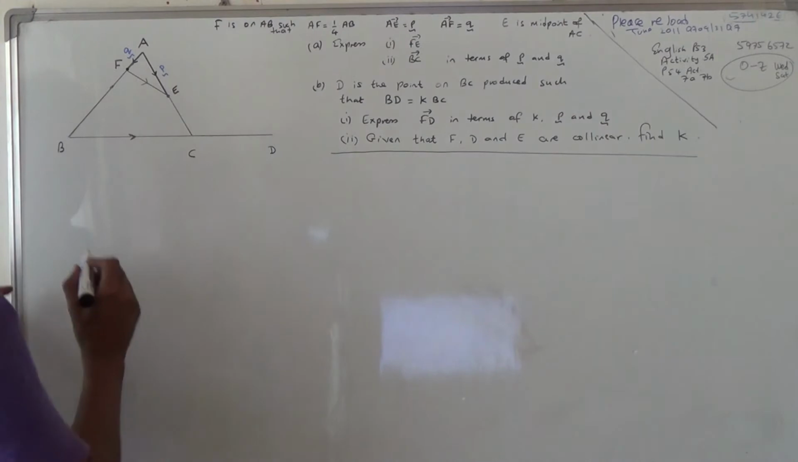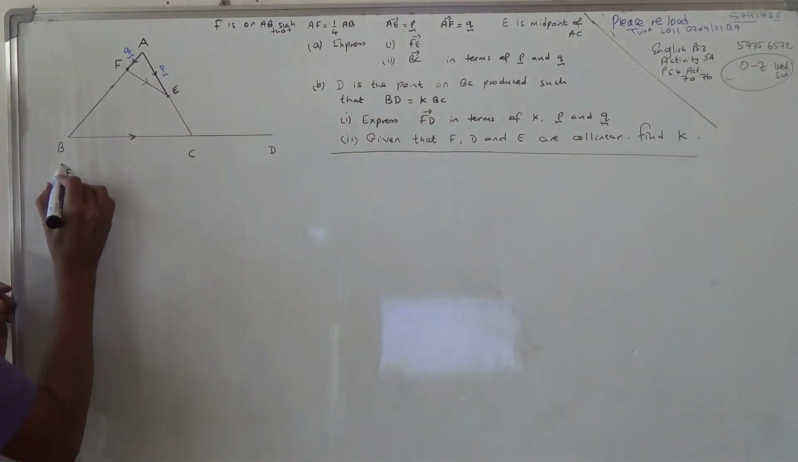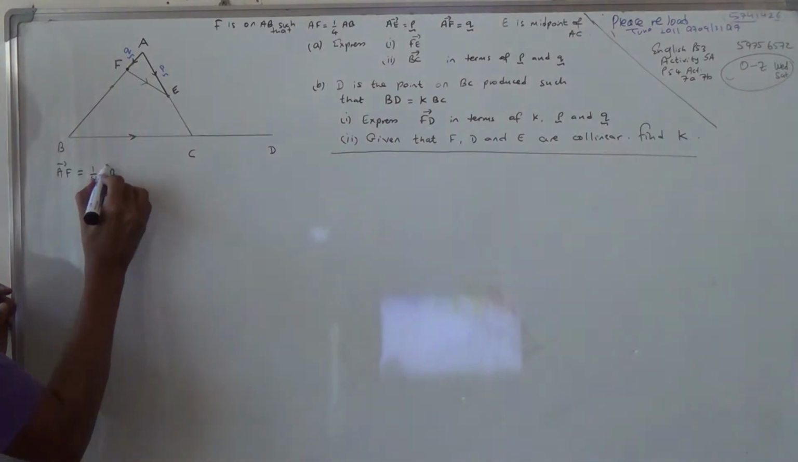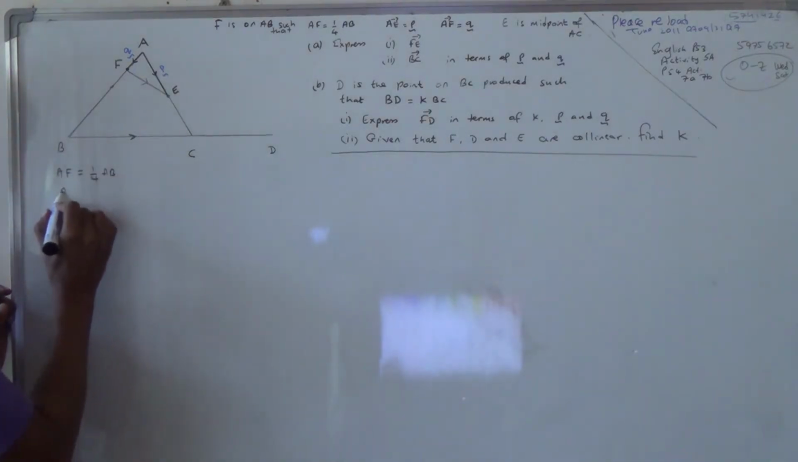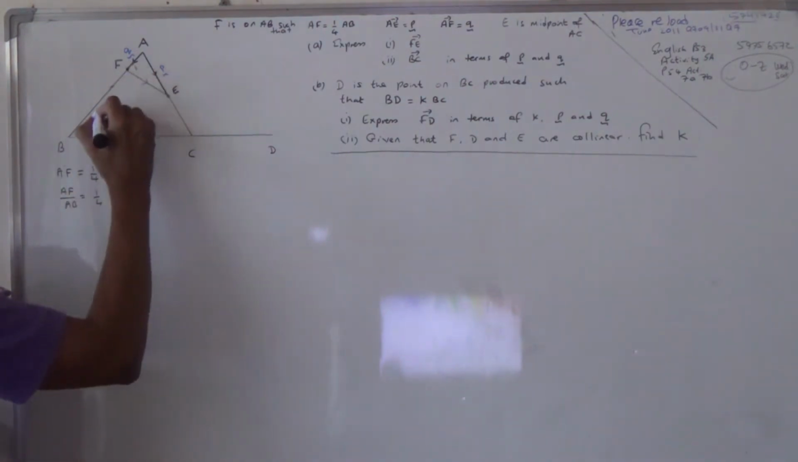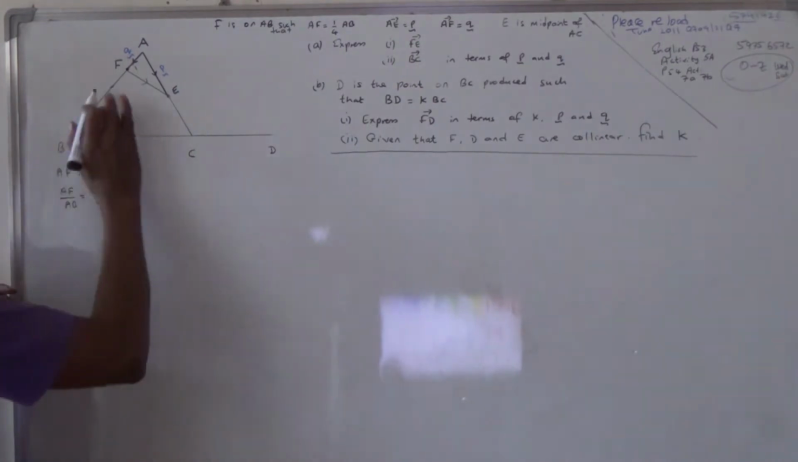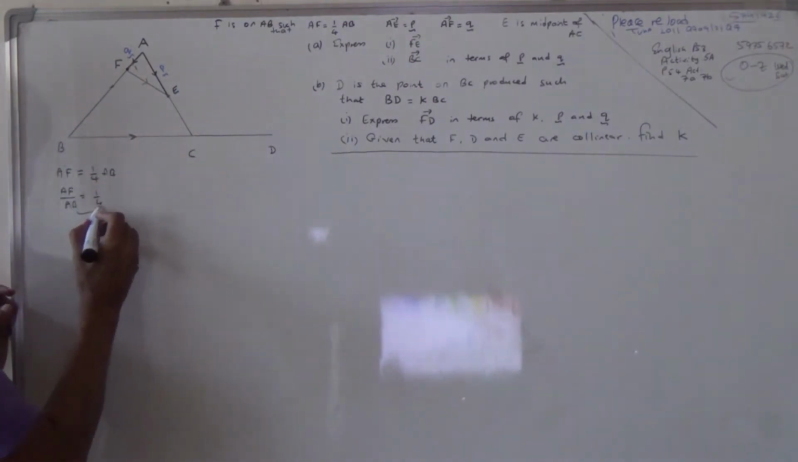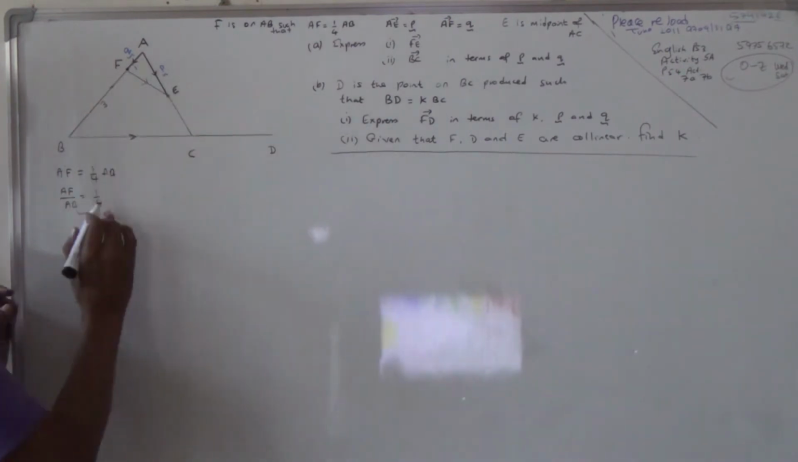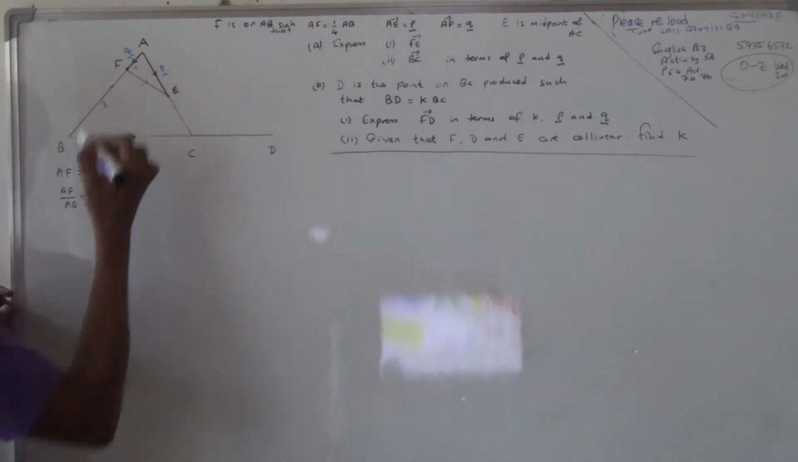Now, if AF is equal to 1/4 AB, what it means is that AF divided by AB should be equal to 1/4. So this is 1 and this is 4. Basically, AF is 1 and AB is 4. So FB is 4 minus 1, so that's going to be 3, because the total is 4. 1 plus 3 is 4.